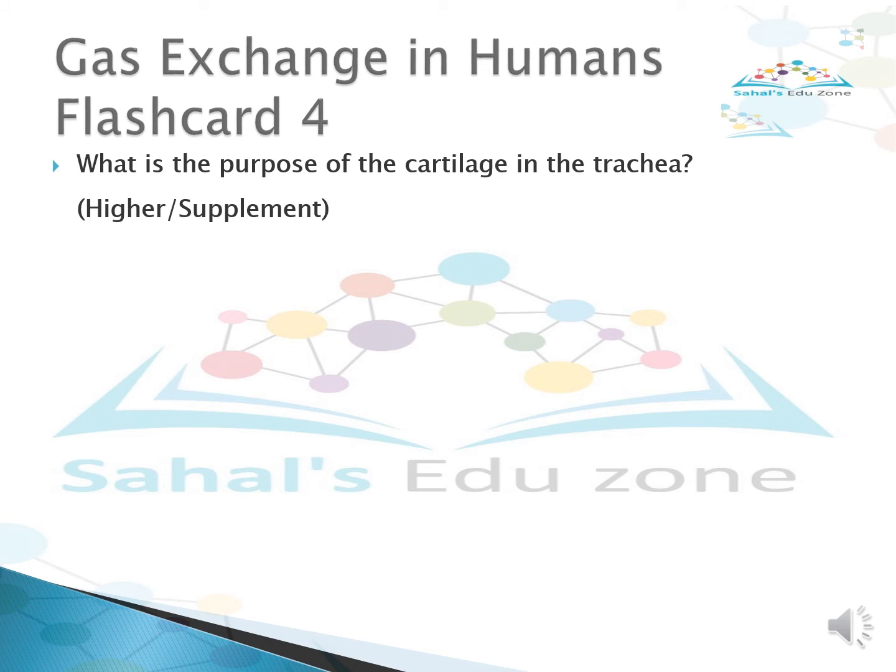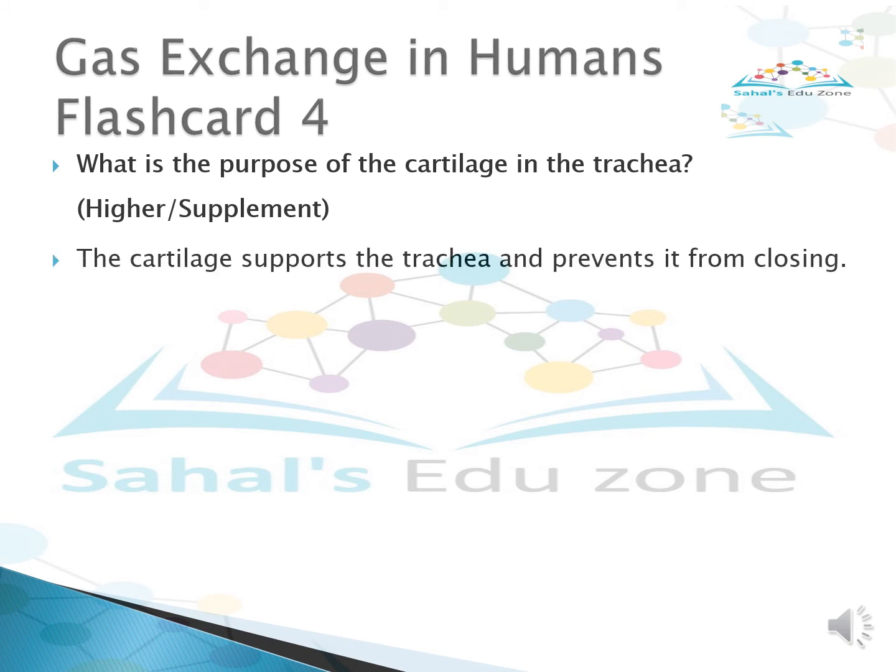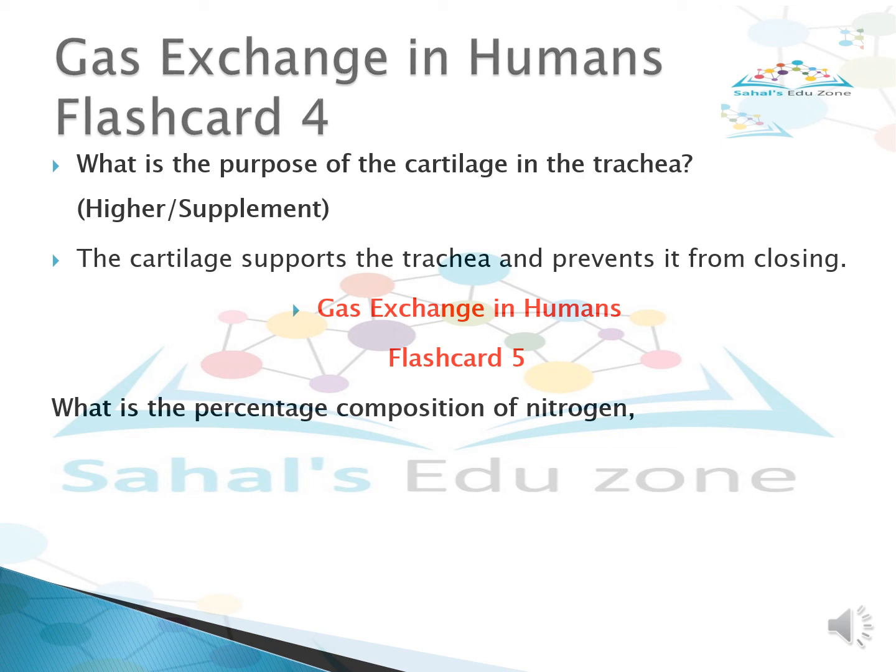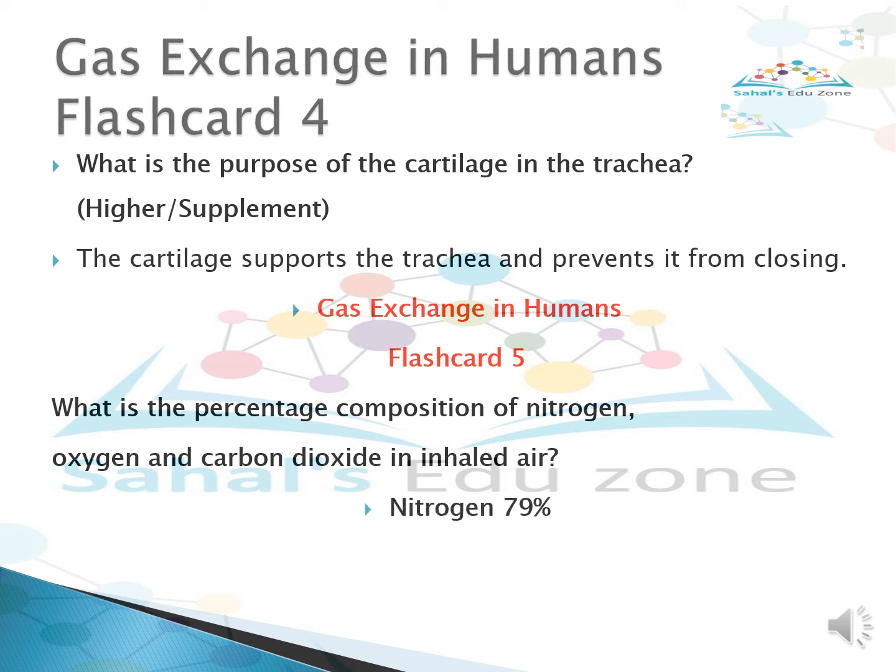Flashcard 4. What is the purpose of the cartilage in the trachea? The cartilage supports the trachea and prevents it from closing. Flashcard 5. What is the percentage composition of nitrogen, oxygen and carbon dioxide in inhaled air? Nitrogen 79%, oxygen 21%, carbon dioxide 0.04%.